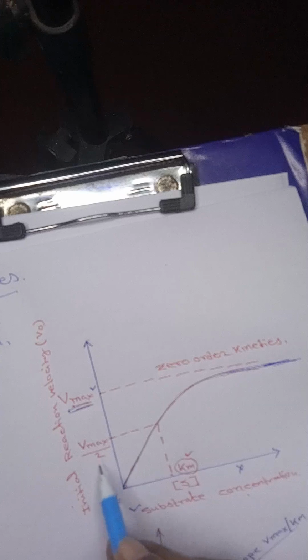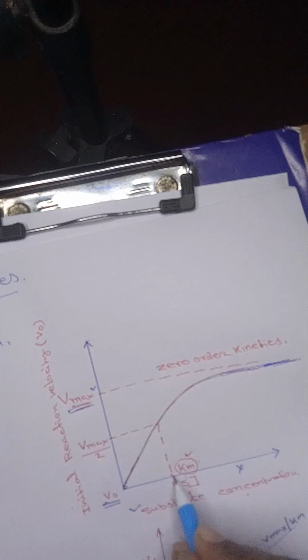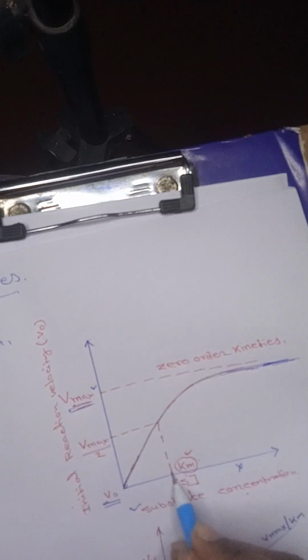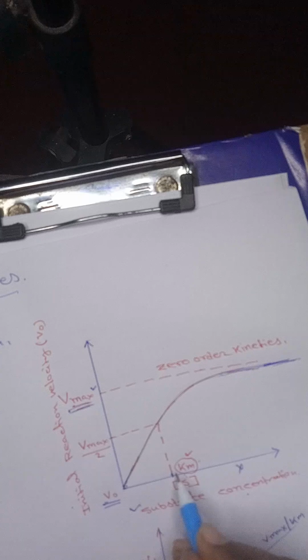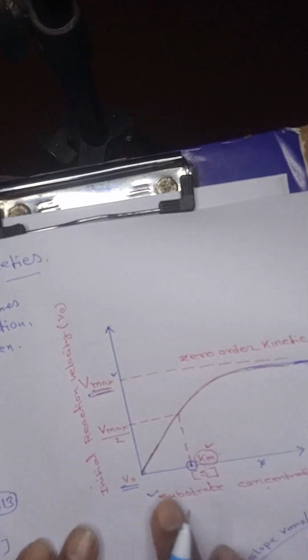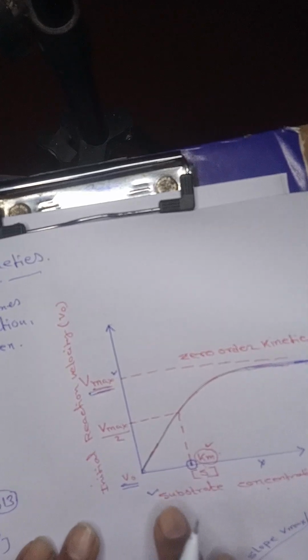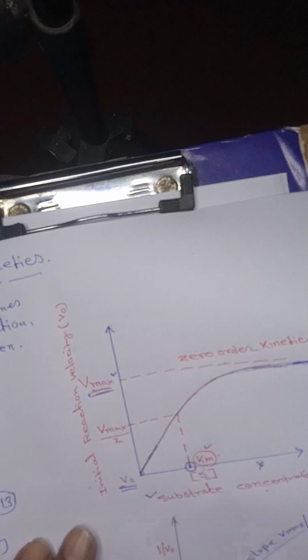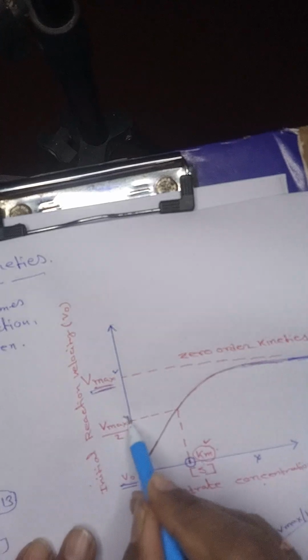So what is the Km value? Km, the Michaelis-Menten constant, this is called the Km value. Km value means the substrate concentration at half of the Vmax value. This particular value is called the Km value. This is called the Michaelis-Menten equation. But in the Michaelis-Menten equation, by the Michaelis-Menten plot, we can't determine the exact value of the Vmax.